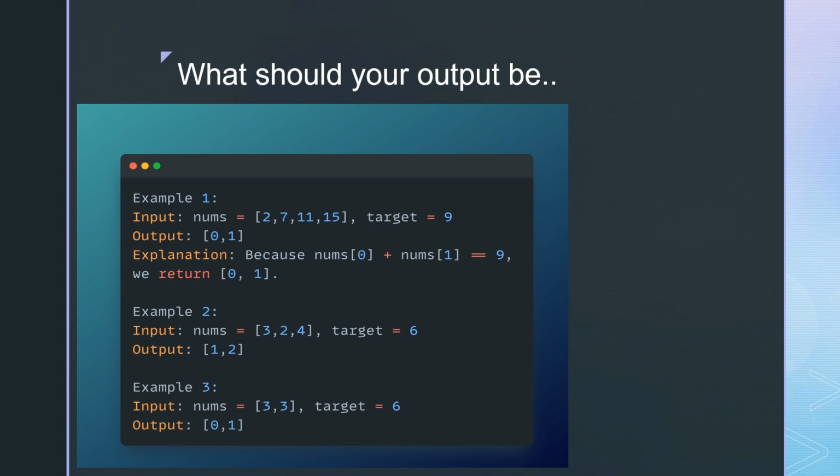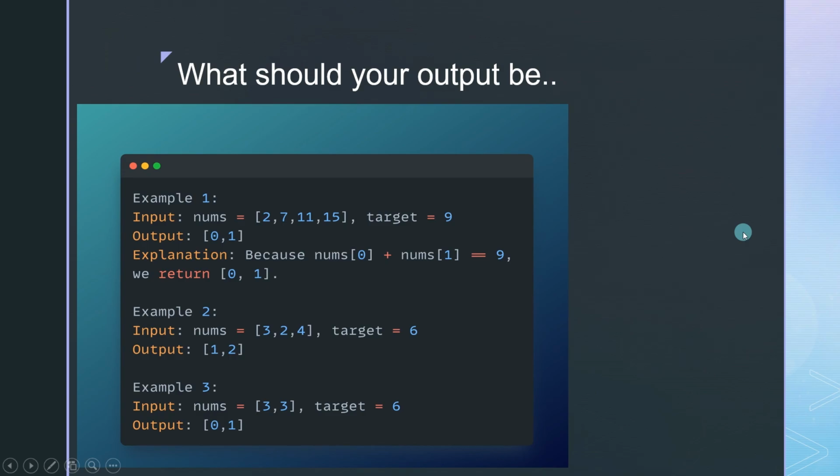For test case 3, it's taking the list values of 3 and 3 and the target value is 6. In output, as obviously it's 3 and 3, two values, it will return the index of both of these values, because 3 plus 3 is 6.